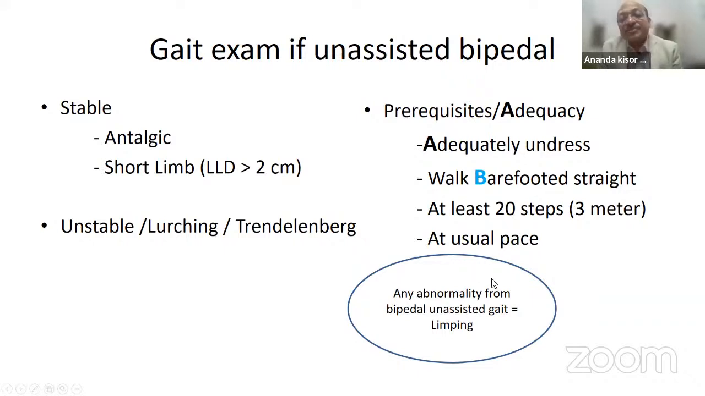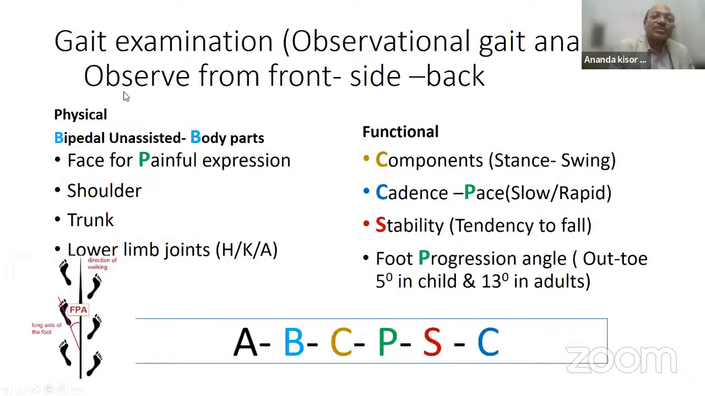Any abnormality from bipedal unassisted gait is known as limping. If we categorize, our orthopedic gait can be divided into stable gait and unstable gait. In unstable, there are several names like lurching and Trendelenburg gait. Stable gait has basically 2 types: the antalgic or painful gait, and the short limb gait. Once the limb length discrepancy is more than 2 centimeters, that leads to short limb gait. So this is a very, very important slide. Please concentrate on this slide.